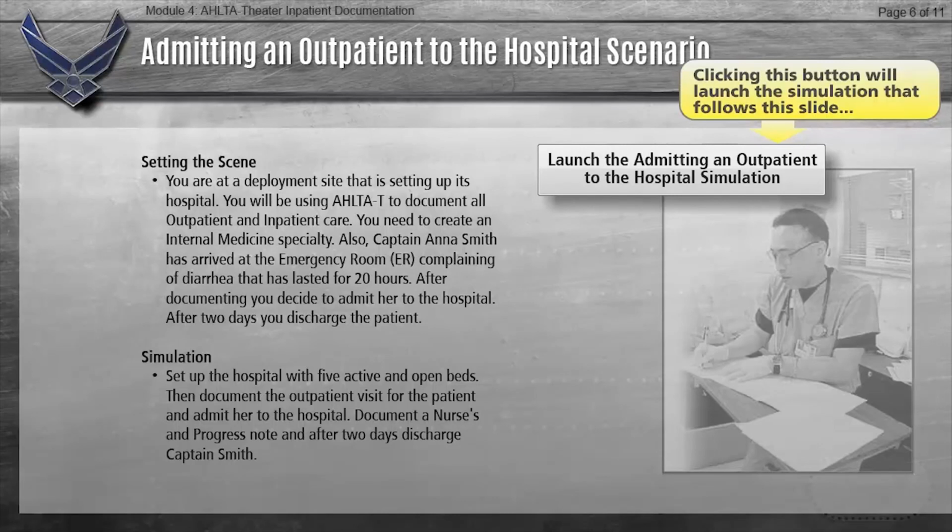After documenting, you decide to admit her to the hospital. After 2 days, you discharge the patient. Set up the hospital with 5 active and open beds. Then document the outpatient visit for the patient and admit her to the hospital. Document a nurse's and progress note, and after 2 days, discharge Captain Smith.